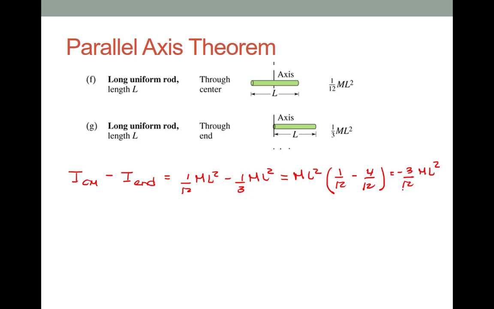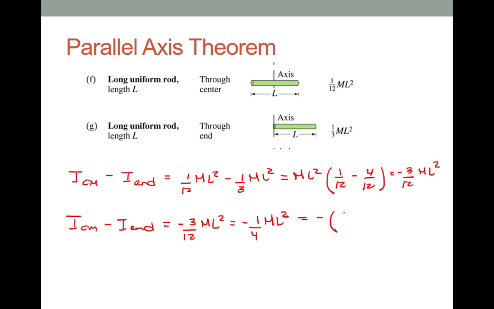I screwed that up. Let's try again. 1/3 is not 4/12. Yes, it is. Never mind. I did not screw it up. Okay, so I_CM minus I_N is going to equal negative 3/12 ml squared, which is negative 1/4 ml squared, which is negative (1/2) squared ml squared.